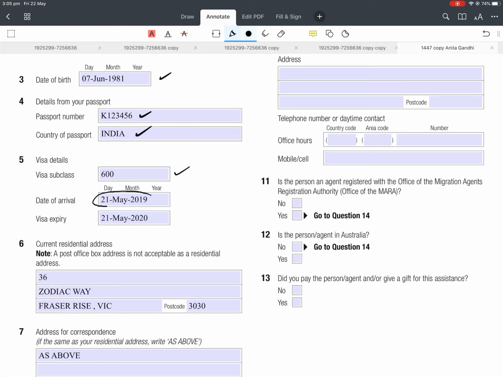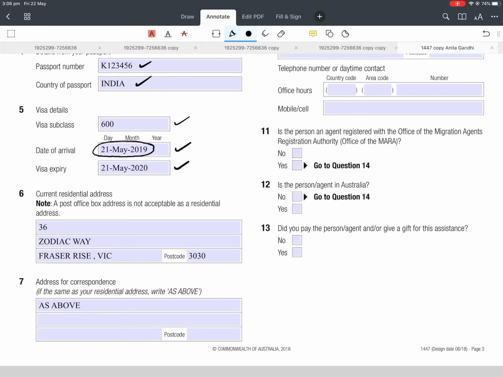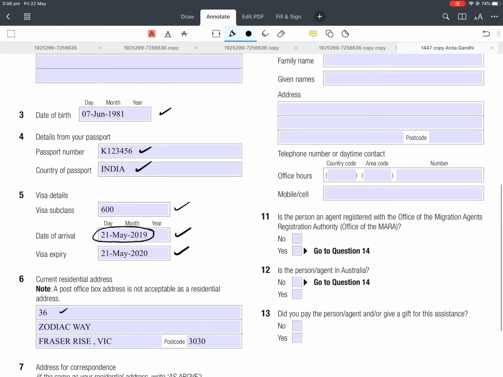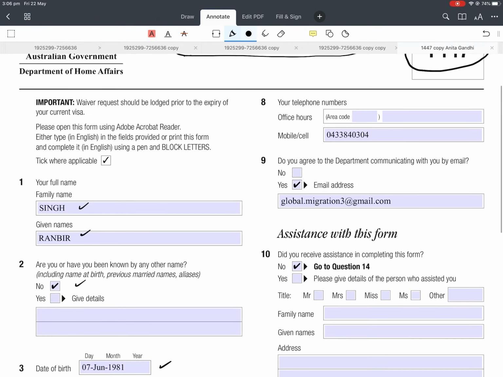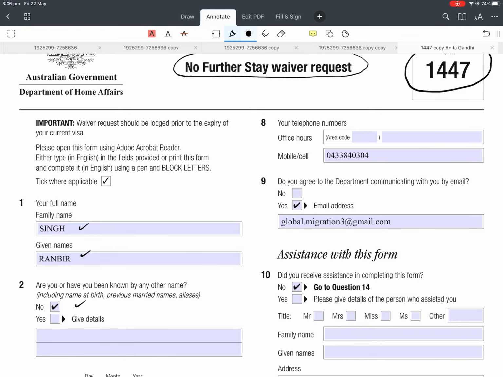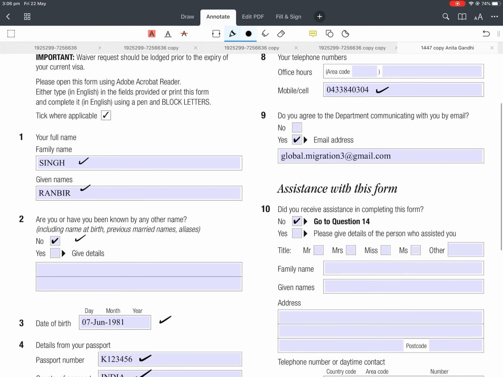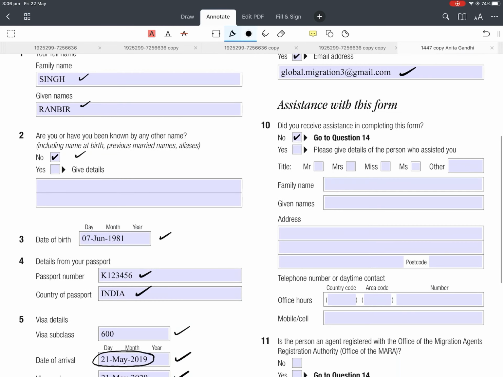Your date of arrival, I've just circled it. Important, just make sure you have a look at the stamped pages on your passport to see what date you last arrived in Australia. And then it talks about the visa expiry, which you can get from your visa grant letter. It would have your visa expiry date. And again, some pretty basic info, your current residential address, your address for correspondence if it's different from your residential address. But technically, most of the correspondence is sent by email only. Your mobile phone number, your email address.